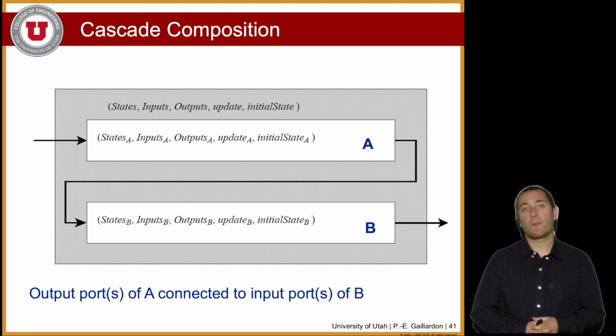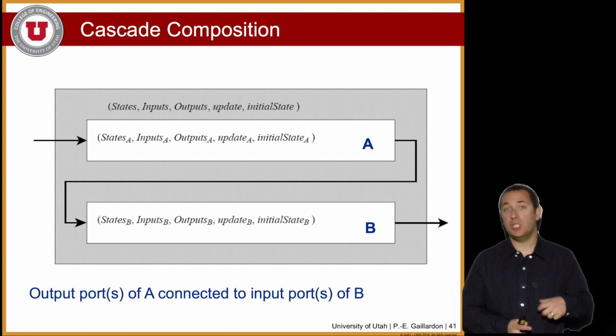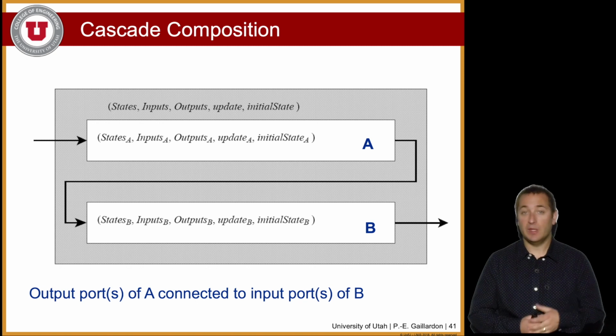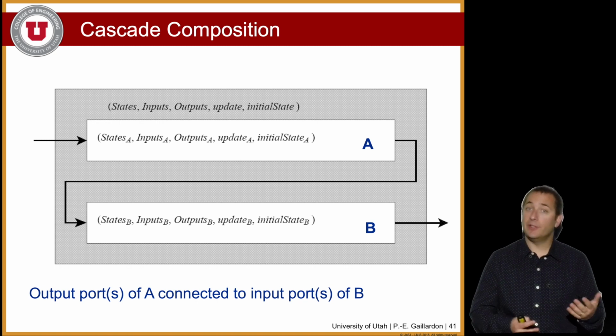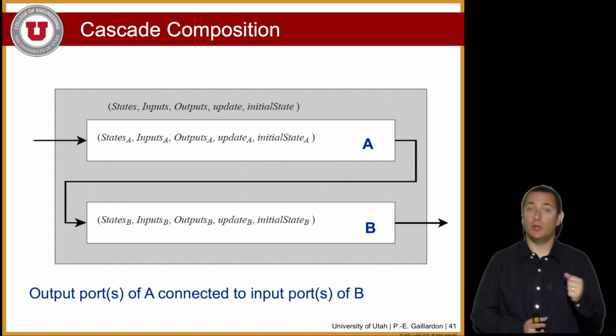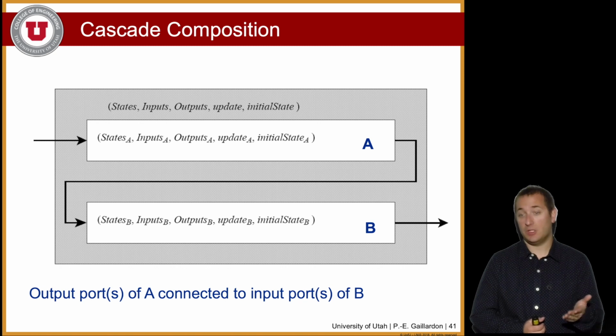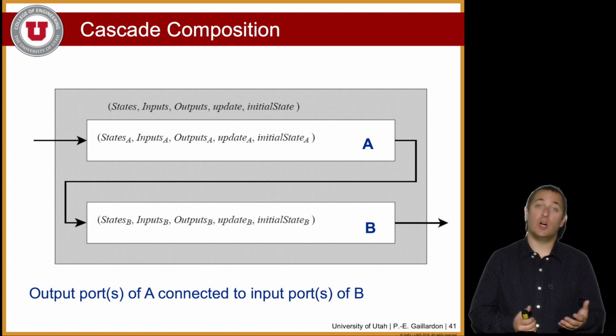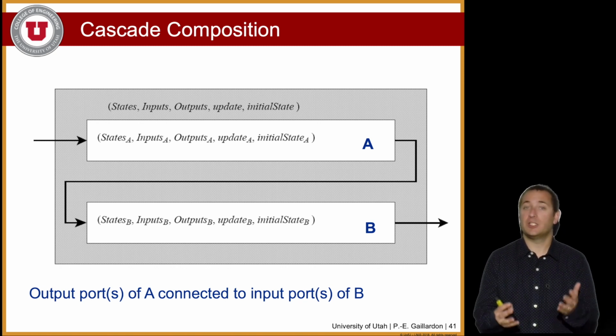Cascade composition means that one finite state machine feeds a second one. In that particular case, again, how will they react? If it's event triggered, it's likely that finite state machine B is only going to react to the output transitions on A. If they are time triggered, they will both react to the same clock.